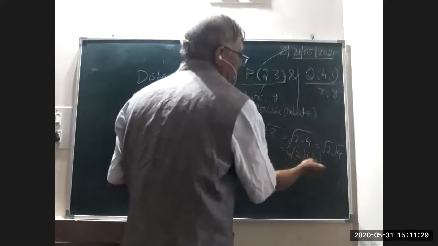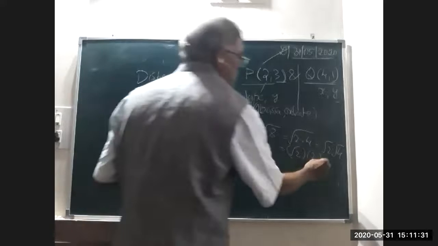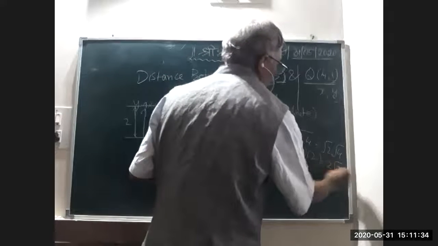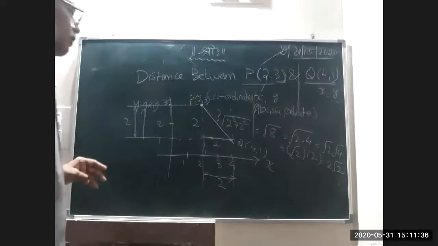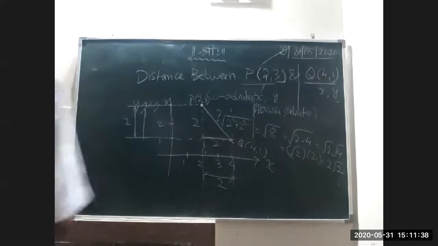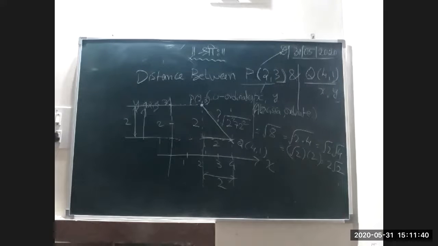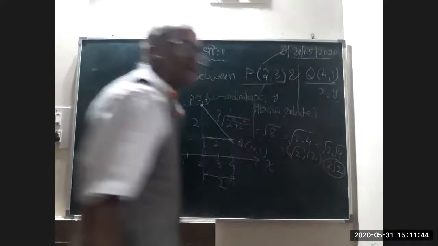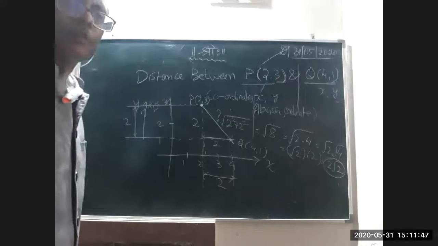I always use the parenthesis so that you do not get confused. So this is also called 2 root 2. That is the answer. If they are asking in fractions, you can give the fractions, but in the options they have given 2 root 2.